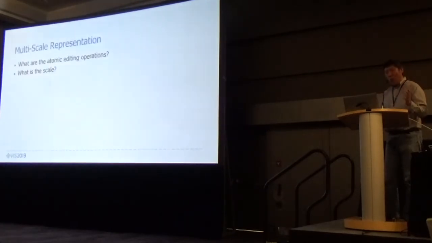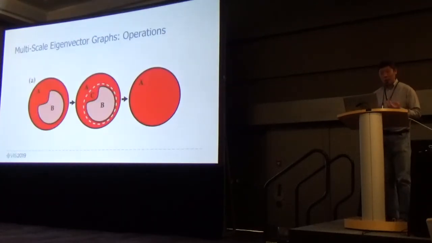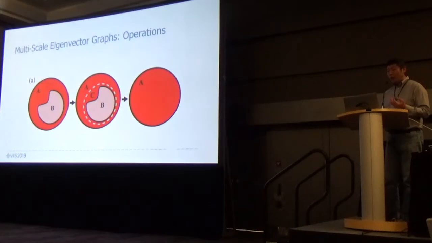And I will move forward to the multi-scale. Usually for multi-scale representation, there are 2 questions: what are the editing operations, and what is the scale? For the time being, I will only talk about the editing operations. For the isometric graph, usually we have one region surrounding another, and we call this annexation. The outer region eats the middle region.